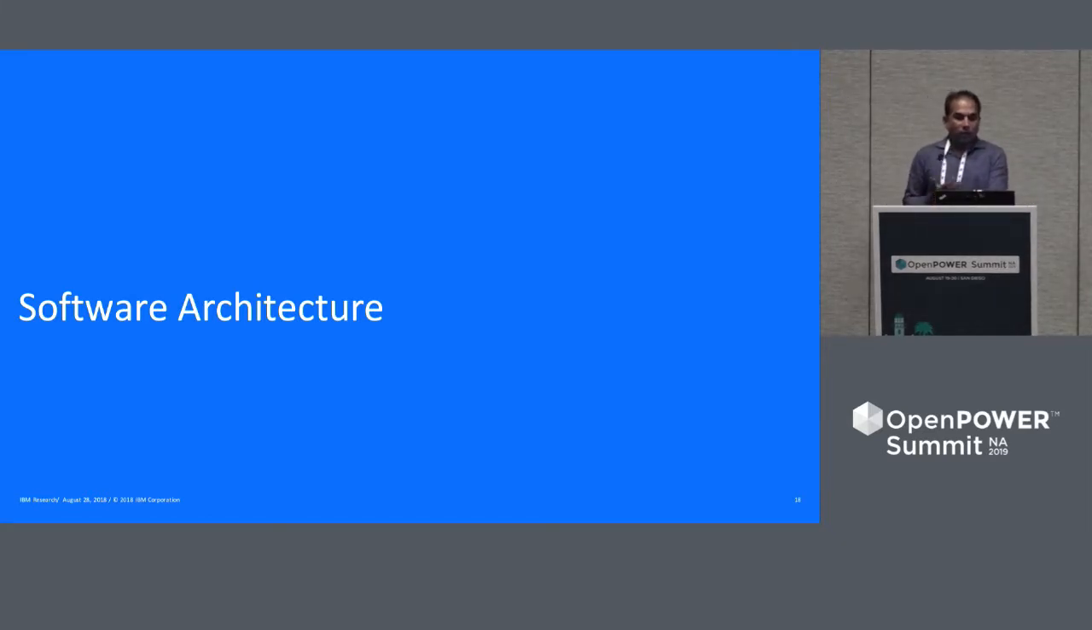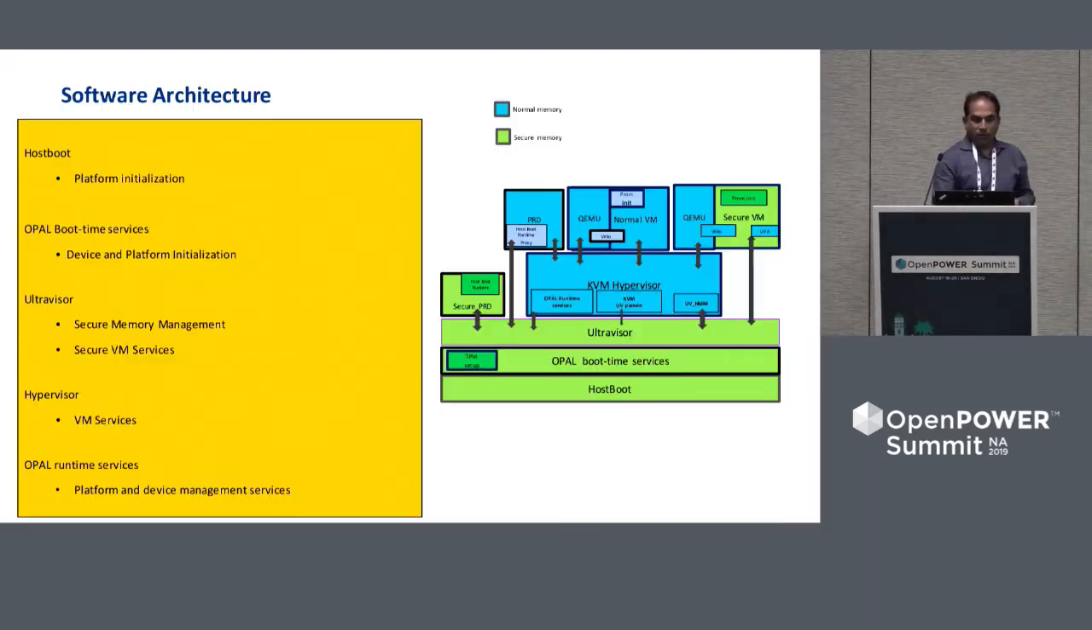So how are we building these secure virtual machines, and what's the software architecture? I'm going to talk about that, and then I'll run through step by step how we boot up the system, what happens at each stage, and finally how you get this wonderful secure virtual machine. Right? So with that being said, the software architecture looks something like this. You've got the host boot, the Opal boot time services, and now we have introduced a new layer called Ultravisor.